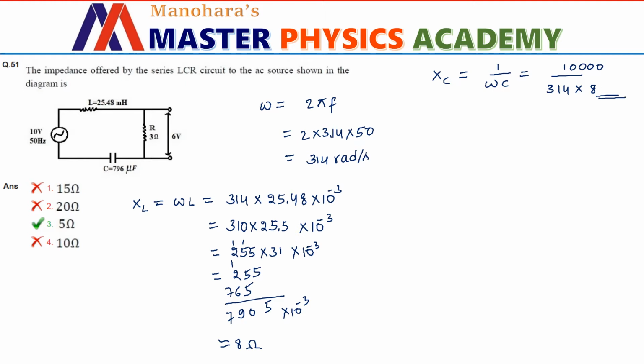So what is 314 times 8? We are getting 2512. I'll consider that as 2500, approximately. So that is going to be 10,000 divided by 2500, which is nearly equal to 4. Nearly equal to 4.